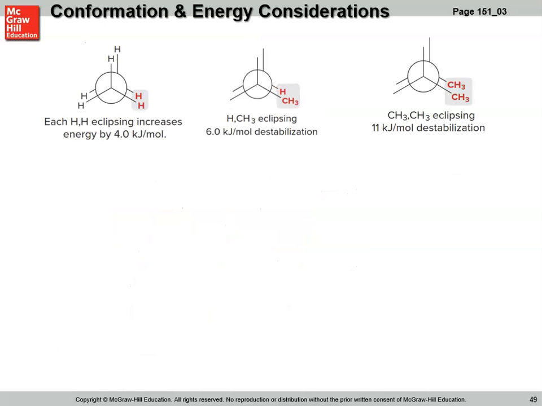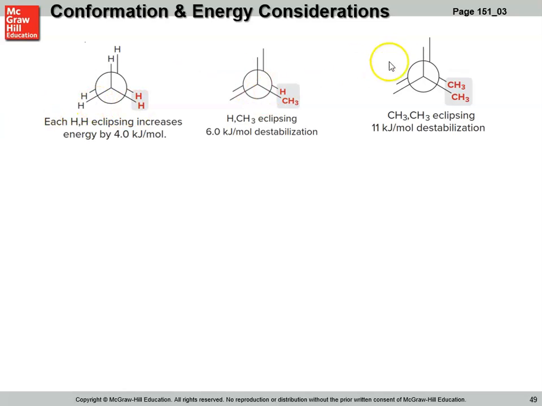So that was looking at energy differences within one molecule, but let's look at the differences between different types of molecules and different substituent groups, or the groups coming off of these carbon chains. Looking at just hydrogen, we have an energy increase of 4 kilojoules per mole. If we substitute that hydrogen for a methyl group, that jumps up to 6 kilojoules per mole. And then if we substitute both of these for methyl groups, that jumps up to 11 kilojoules per mole. So these have different energy considerations between molecules as well as within the same molecule.